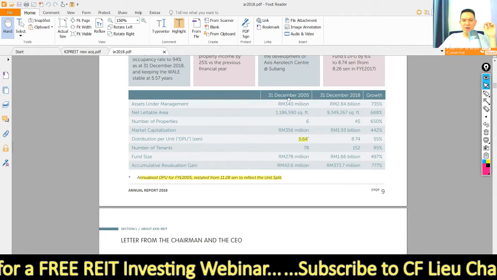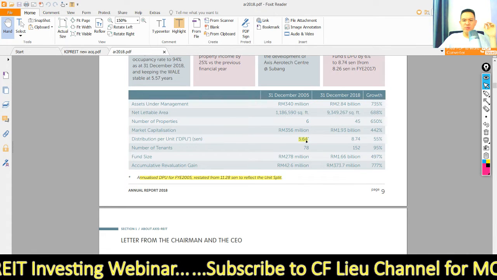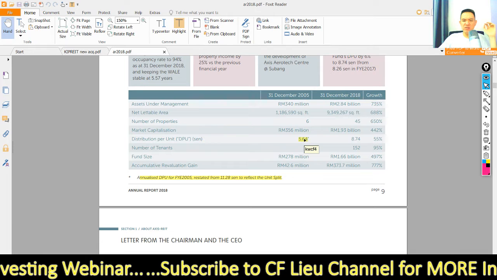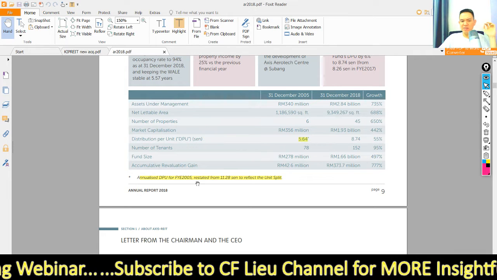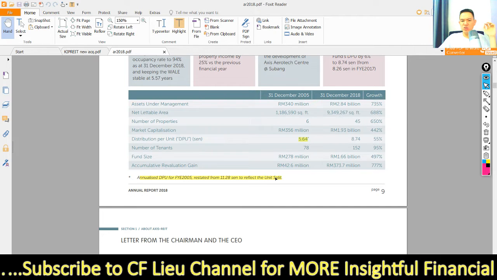This is what they highlight about. It's first listed in 2005, and it used to be only like 5.64 of dividend per share, right? And this is what we call a star here. Like I say, there is a unit split.